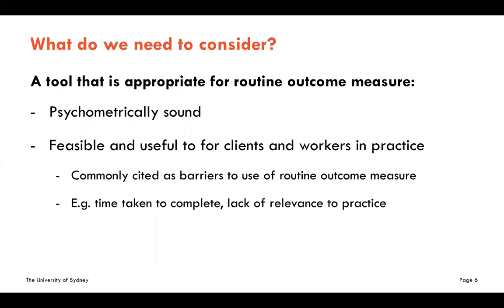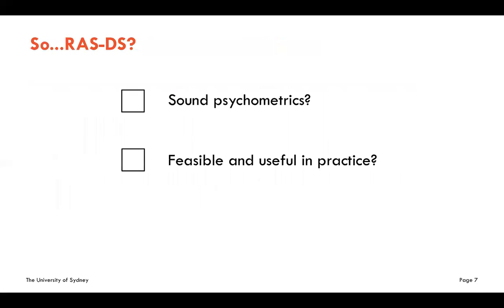The feasibility and usefulness of a tool is important to assess, as factors such as time taken, relevance and usefulness of a tool in practice are often cited as reasons for routine outcome measures not being used in practice. So, what do we know about the RAS-DS? RAS-DS has demonstrated sound psychometrics and can be considered a valid and reliable tool that is sensitive to change. However, we've yet to conduct a more in-depth study on the feasibility and usefulness of RAS-DS.